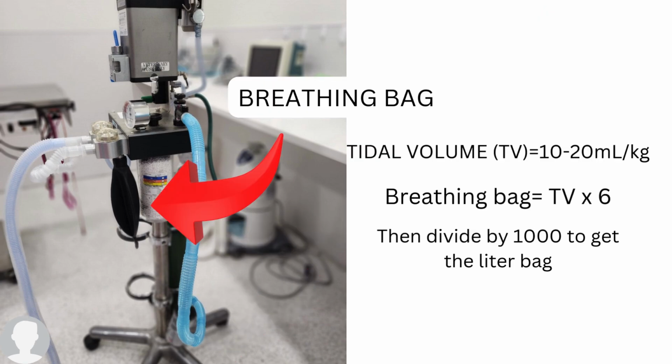Now the breathing bag. To choose your breathing bag, you will have to calculate the tidal volume. Tidal volume is the amount of gas expired and inspired in one breath. Tidal volume, or TV, equals 10 to 20 ml per kg. Then you're going to multiply that by 6. Then you will divide by 1,000 to get the liter bag.